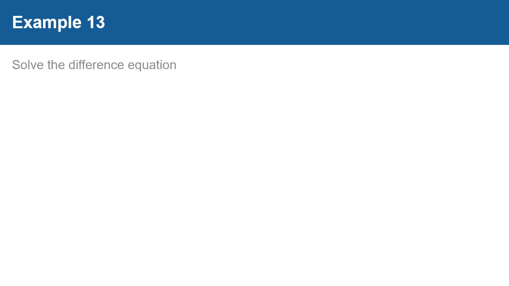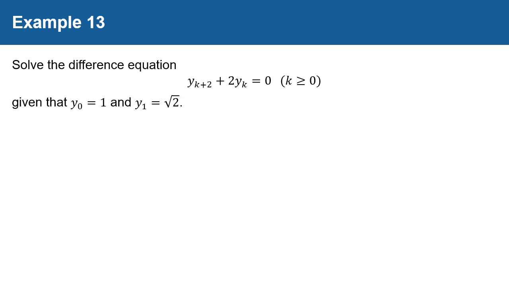Next example, solve the difference equation y_(k+2) plus 2y_k is equal to 0, where k is greater than or equal to 0, given that y0 is equal to 1 and y1 is equal to square root of 2.